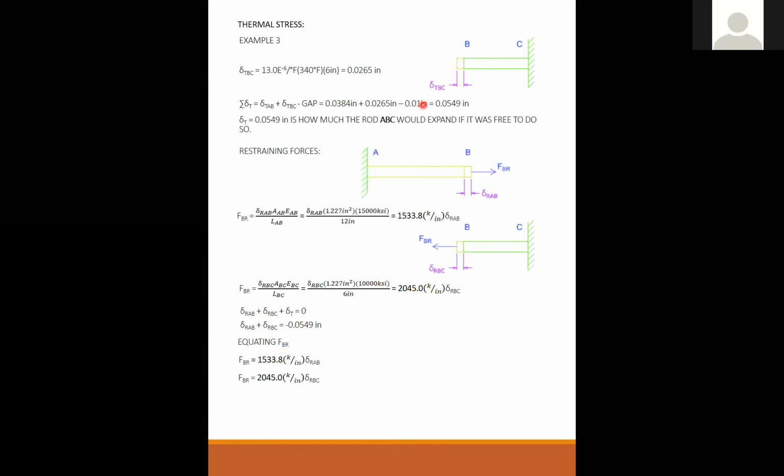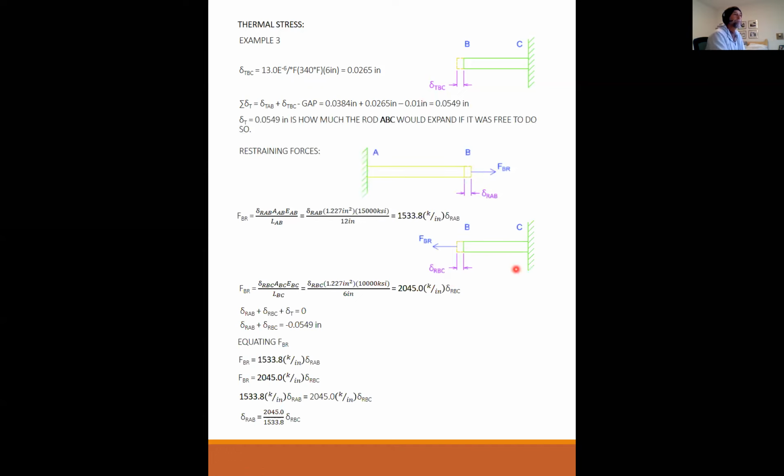So this part right here, that was a great question. How do I know that FBR on AB is the very same FBR on BC? How do I know that these two are equal? And the answer is, take a free body diagram of joint B. There is no external loading, so they have to be equal to each other by equilibrium. That won't be true for the next example.